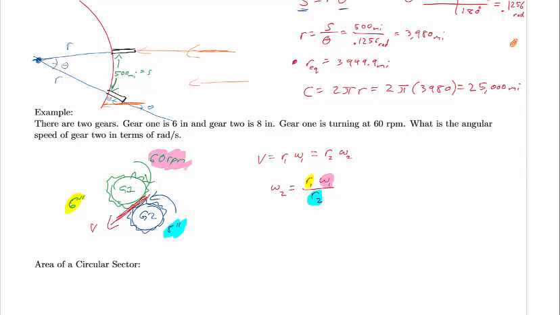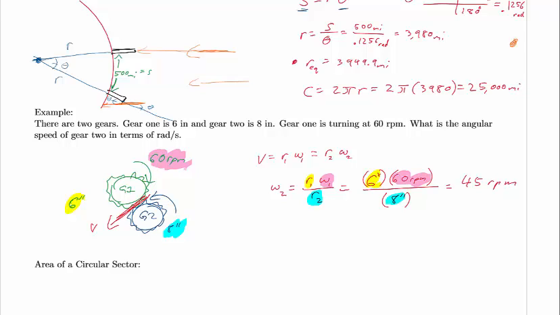So putting all these together, we have 6 times 60 RPM, and that quotation mark simply means inches, and we divide that by 8 inches. Run through this calculation and you will get 45 rotations per minute.